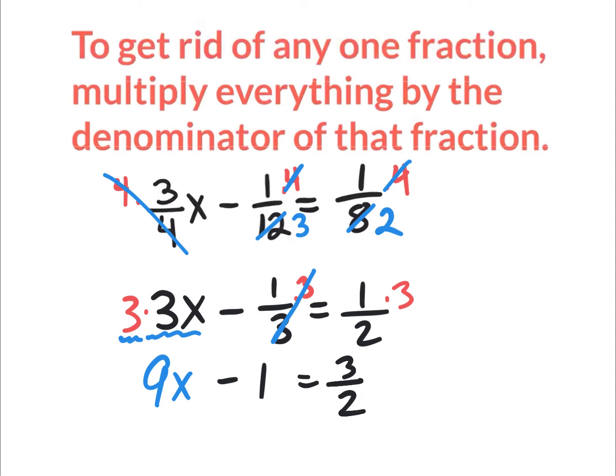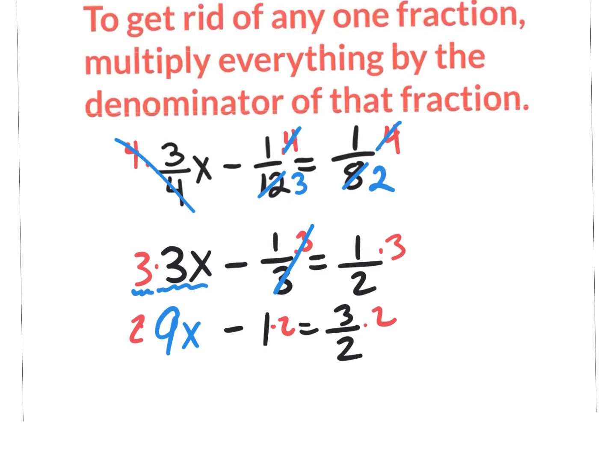So now for my third fraction, multiply everything by what to get rid of that third fraction? 2. Times 2, times 2, times 2. And here we go. We end up with 18x. 2 times 9 is 18. 1 times 2 is 2. And these guys over here cancel out, leaving me a 3 left over. And now I got rid of all 3 fractions one at a time. Very straightforward. I recommend, actually I prefer this method.